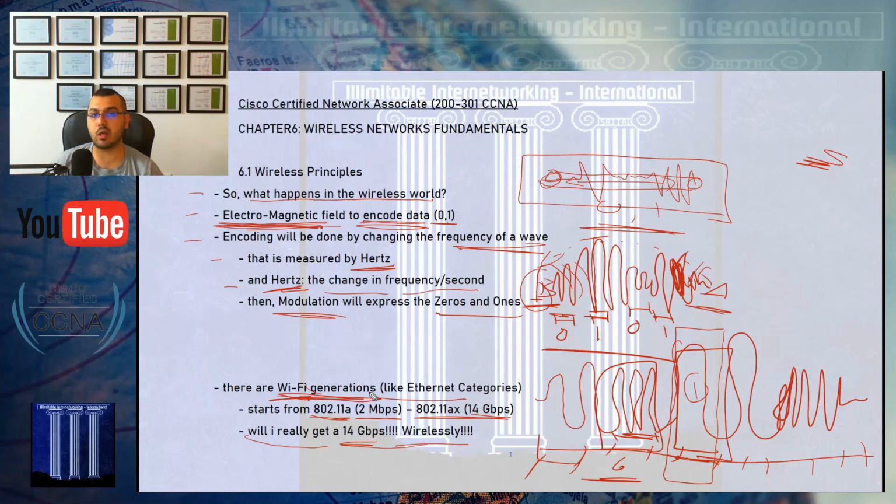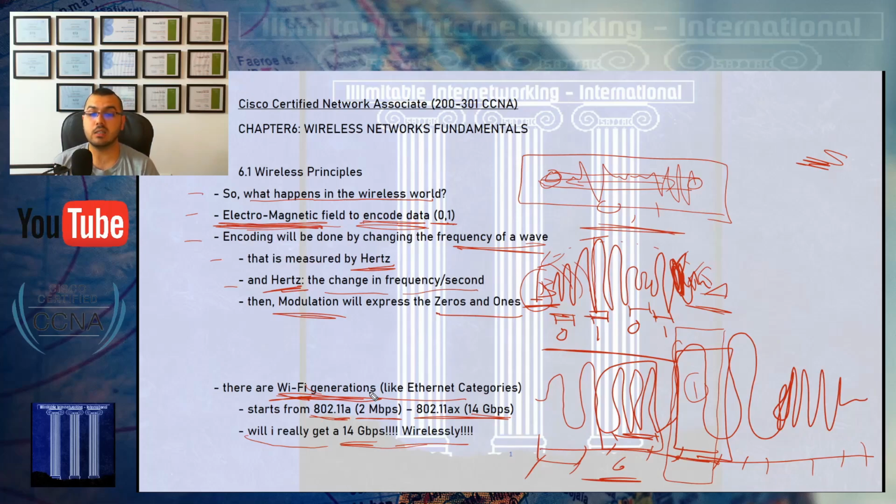And there are many other physical things that I will talk about in the upcoming slides. All of them mean you will almost never see 14 gigabit per second in real life in wireless networks. But this is their capacity. Okay, this is something that happens.